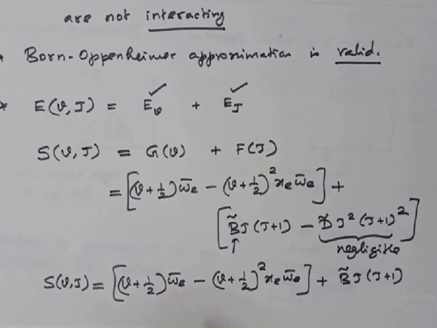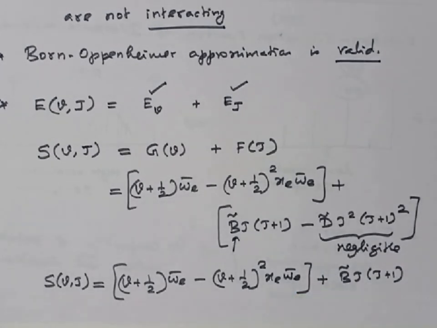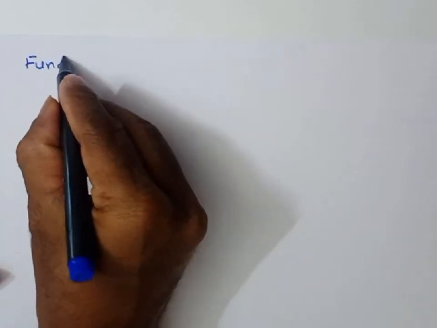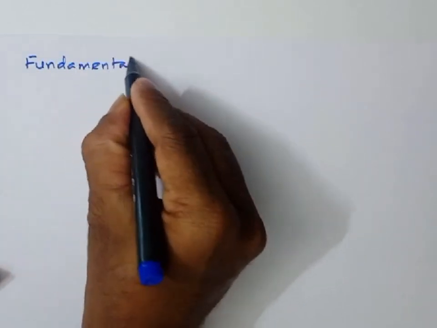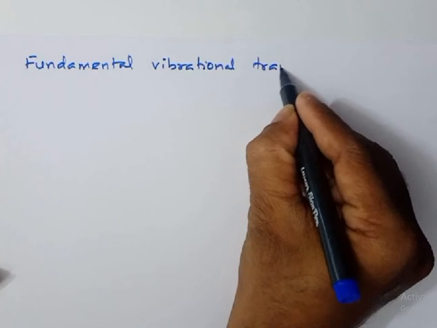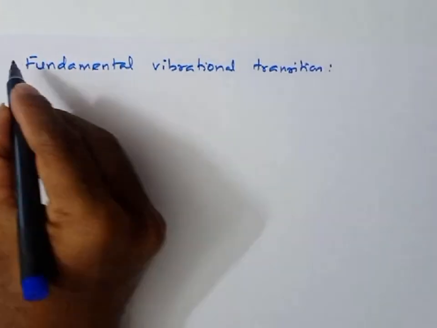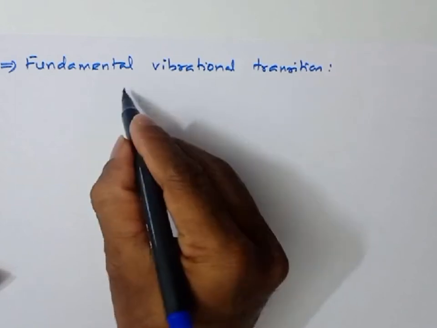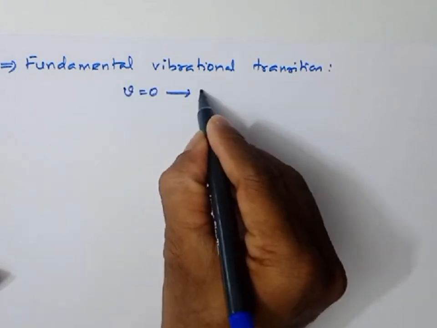Now, what I'm going to do, I have told you in the beginning, we are going to focus only on the fundamental vibrational transition. Why does the fundamental vibrational transition appear with many lines? We are going to focus only on this. What is the fundamental vibrational transition? v = 0 to v = 1.